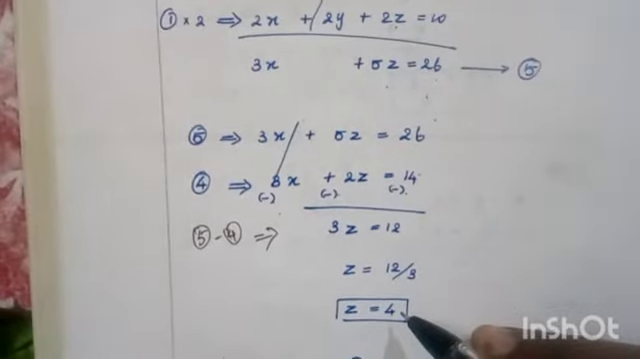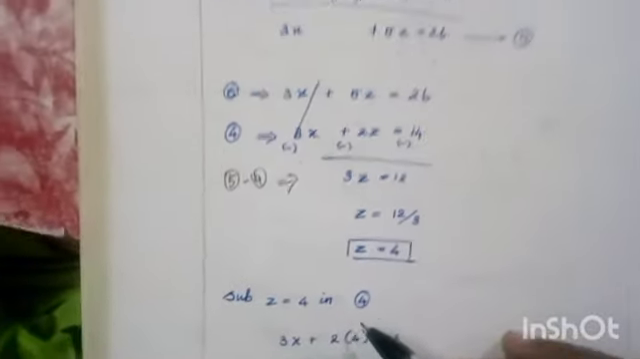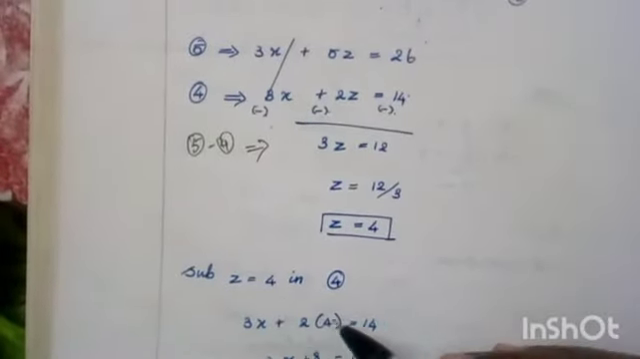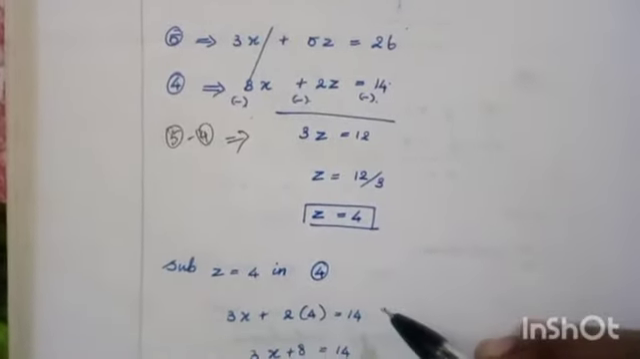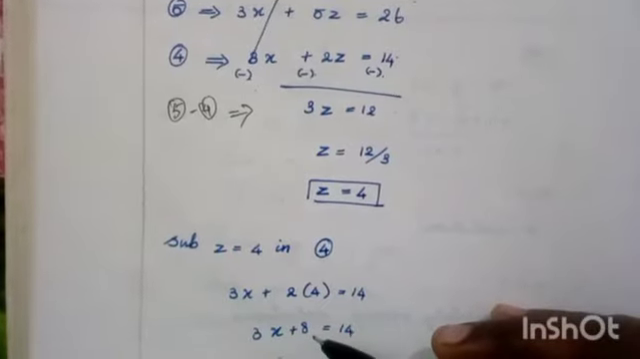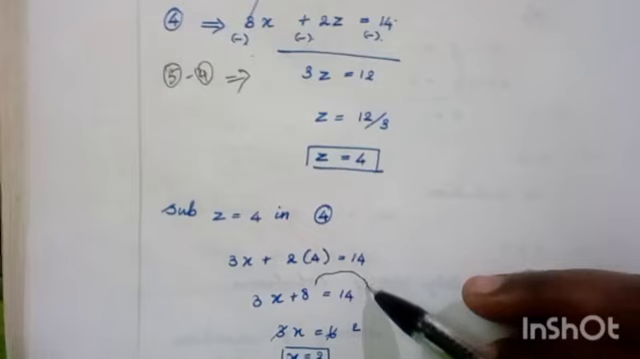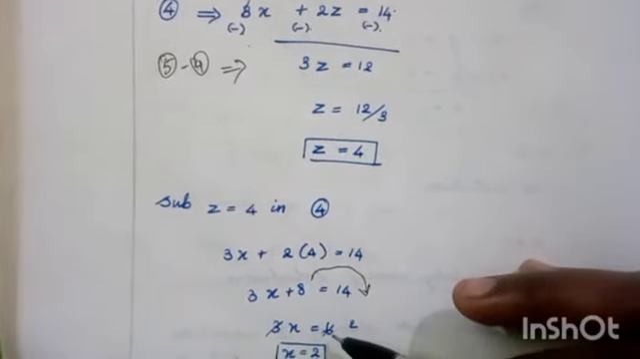We found the z value. Then substitute the z value in equation number 4. Equation number 4 is 3x plus 2z equal to 14. So 3x plus 2 into 4 equal to 14. So 3x plus 8 equal to 14. For 3x, you transpose this 8 to the other side, minus 8, and it becomes 6.